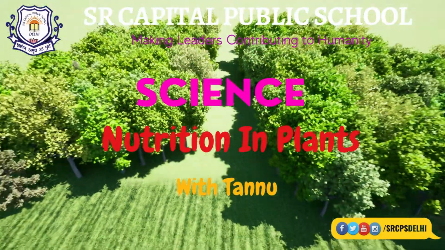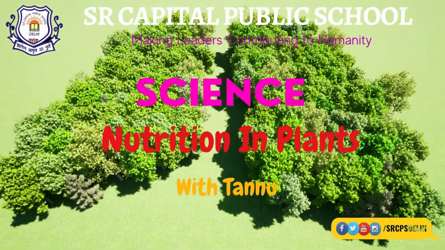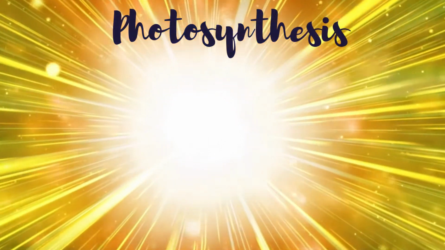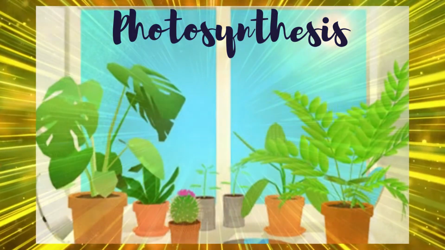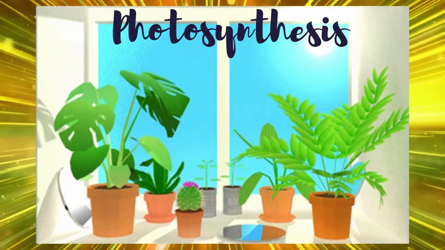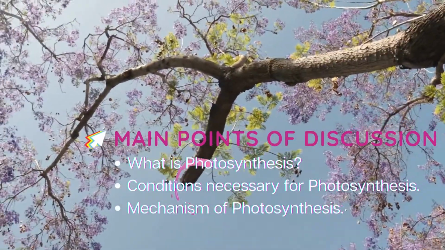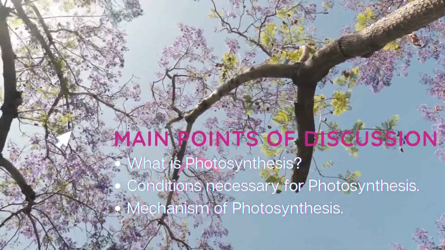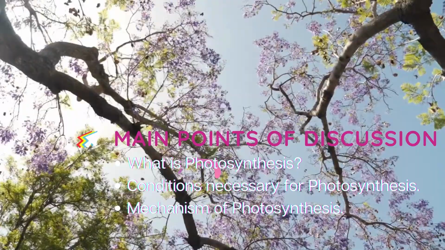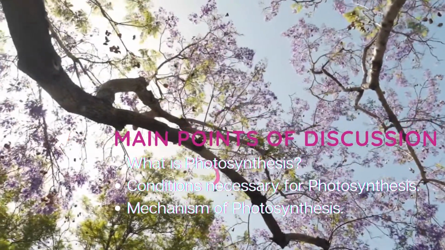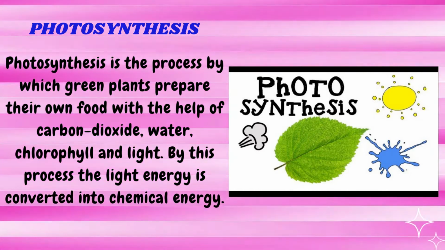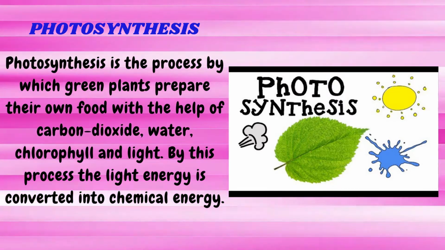Hello everyone. Today we shall discuss a very interesting topic from the chapter Nutrition in Plants, that is photosynthesis. So why does this process take place in plants and how is it important for plants? The main points to be discussed here are what is photosynthesis, conditions necessary for photosynthesis, and mechanism of photosynthesis. Let's discuss all the points in detail.